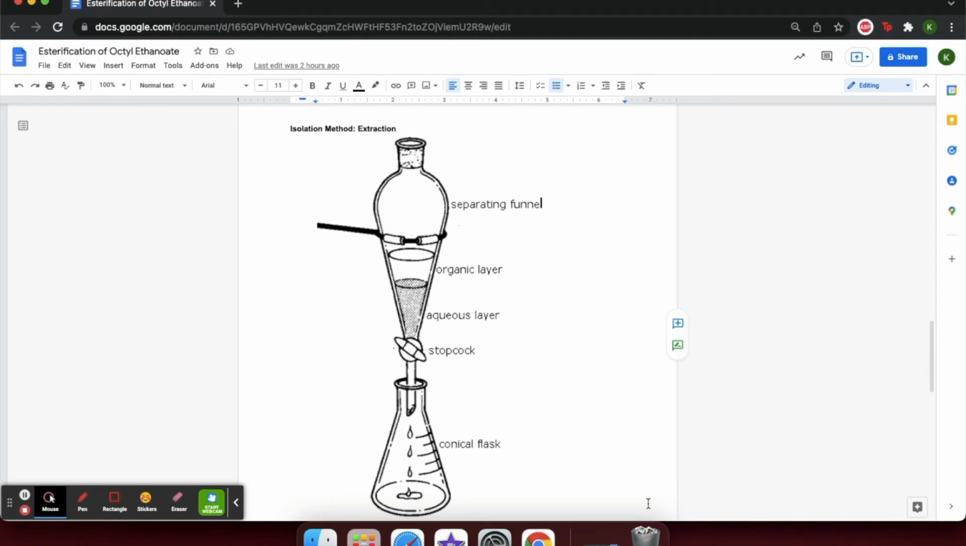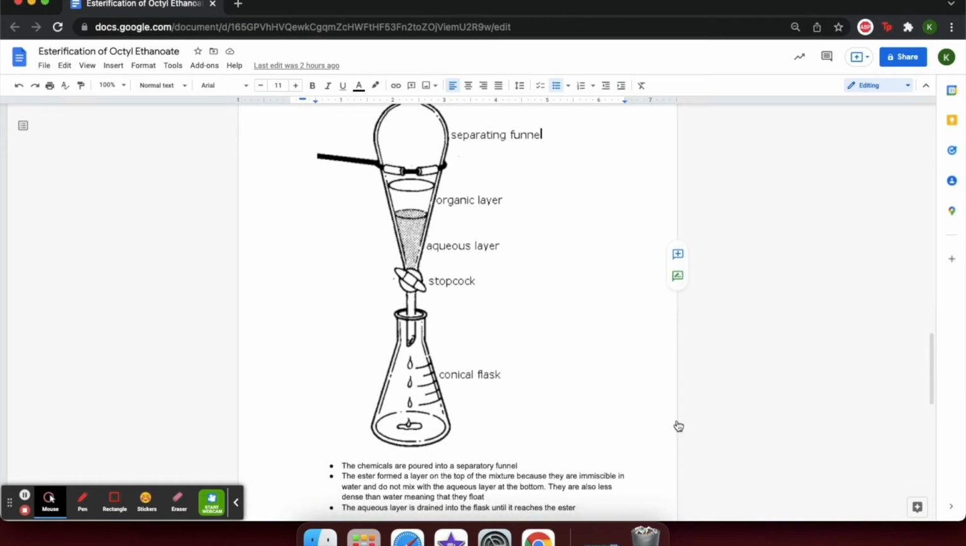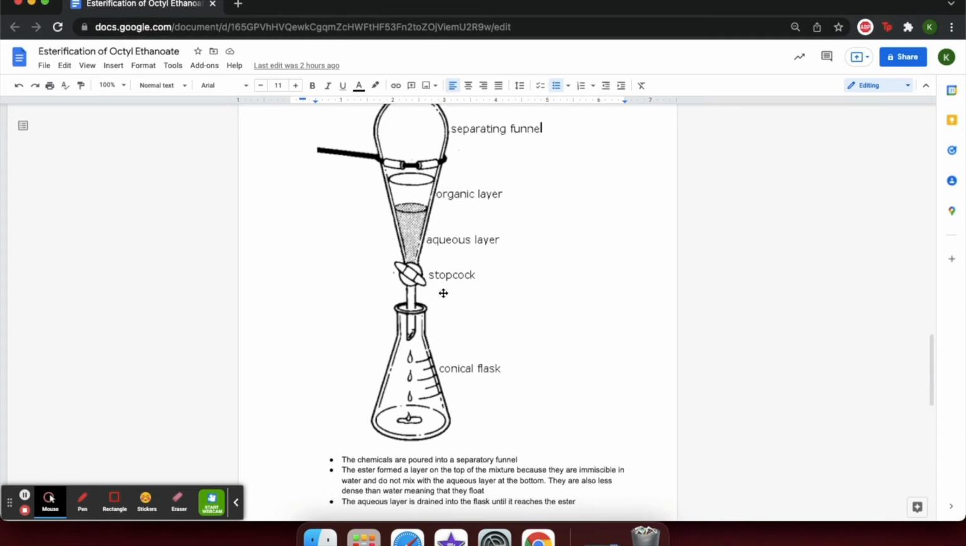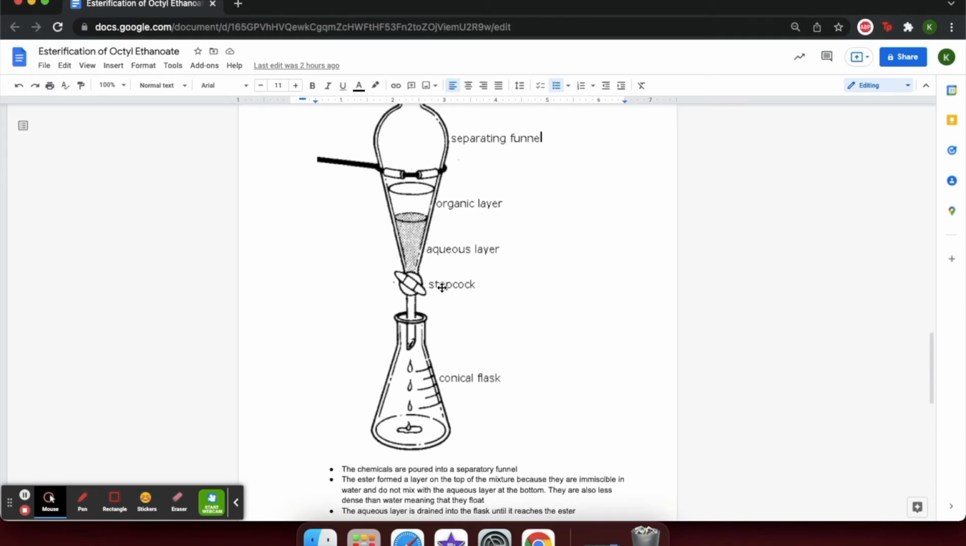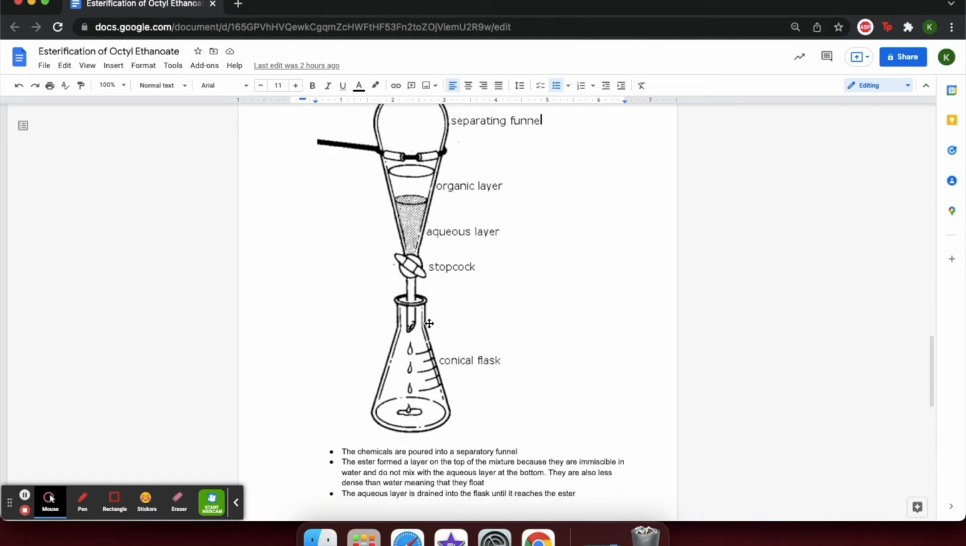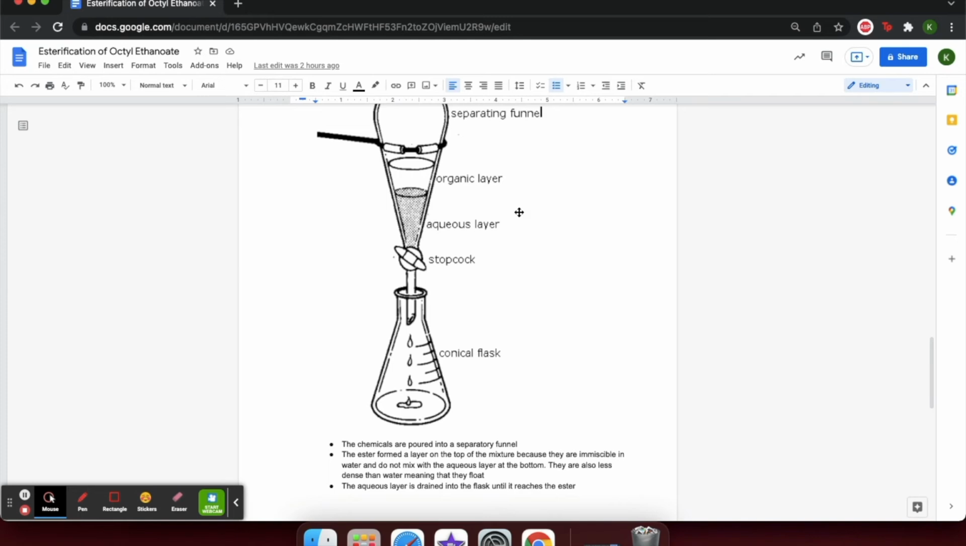So the first isolation method is called extraction, which is when all of the chemicals are poured into a separatory funnel. The ester will form a layer on the top of the mixture because it is immiscible in water, because it cannot form hydrogen bonds, and it is also less dense than water, meaning that it will float at the top while the aqueous layer will be at the bottom. And then the aqueous layer will be drained into the flask until it reaches the ester, removing all of the aqueous layer but leaving the organic layer, or the ester.